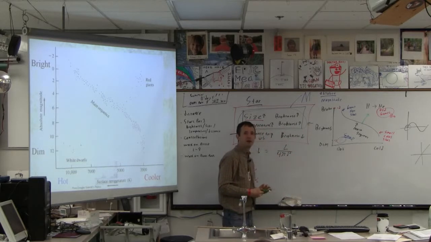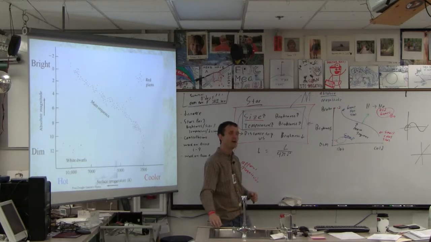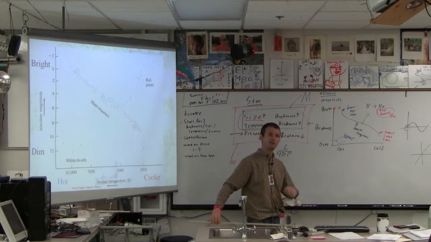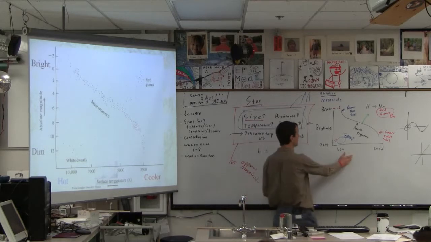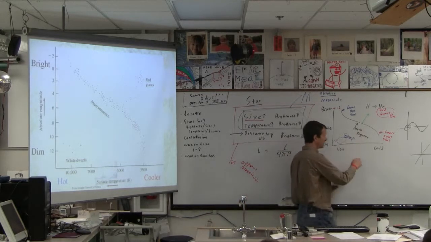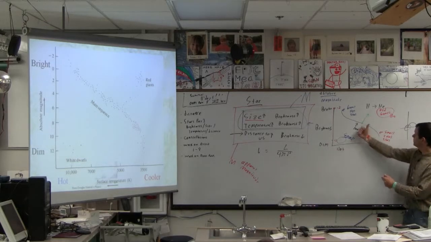What happened to that star? What happened to its temperature? What happened to its brightness? What happened to its size? Can anybody tell me any one of those? Temperature you can just read off the graph. The ones we can read off the graph are that it moved this way.